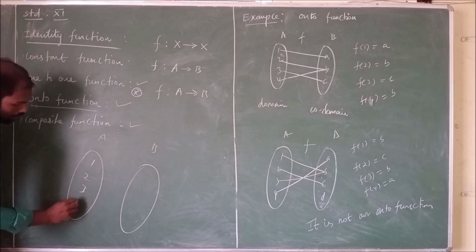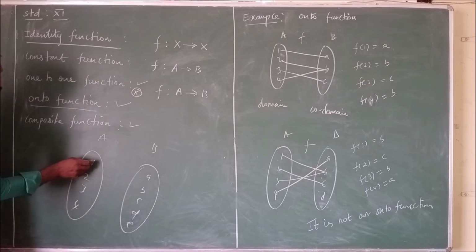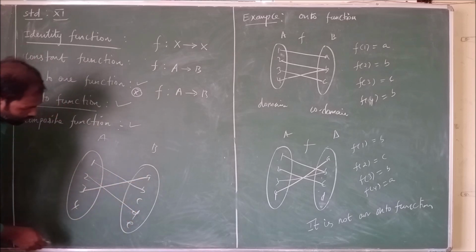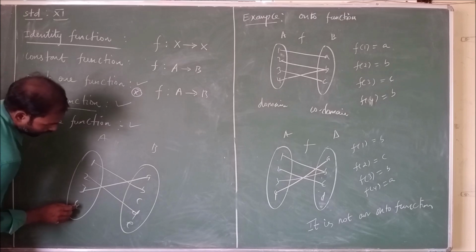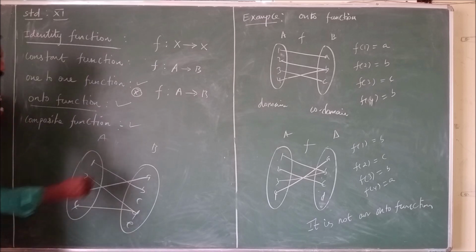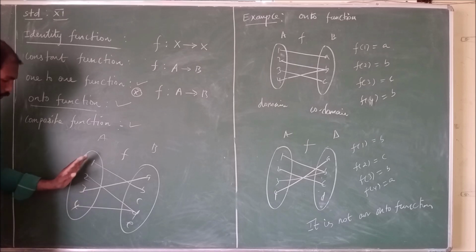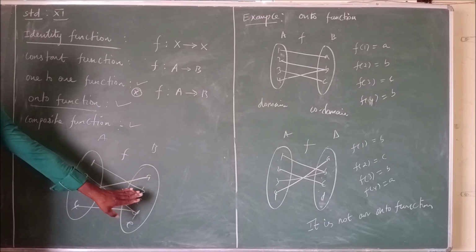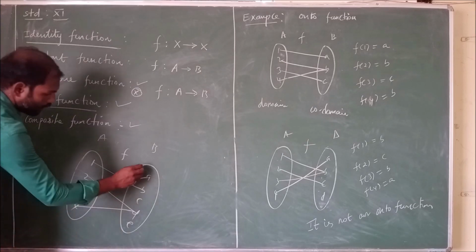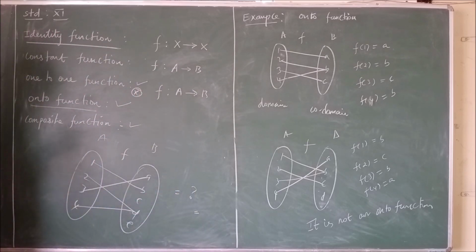A, B with 1, 2, 3, 4 and A, B, C, D, E. 1 is mapped to B, 3 is mapped to A, 2 is mapped to C, 4 is also mapped to D. See, F is a function, mapping all elements in the domain to the codomain. What is the function for this mapping?